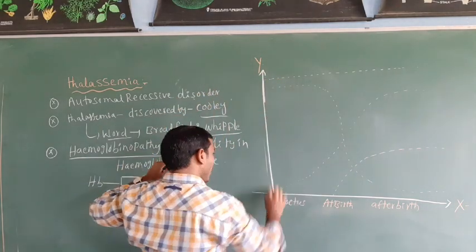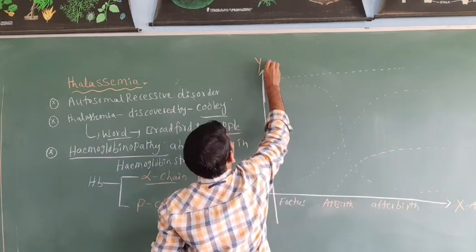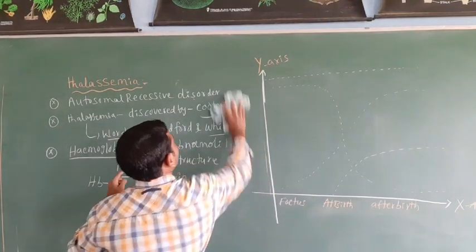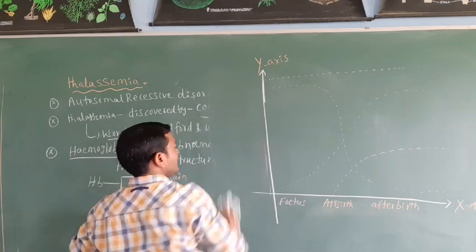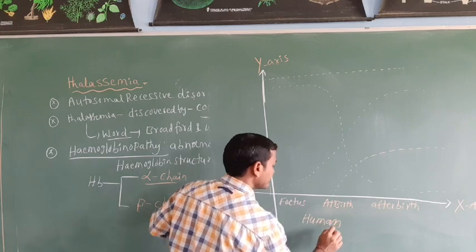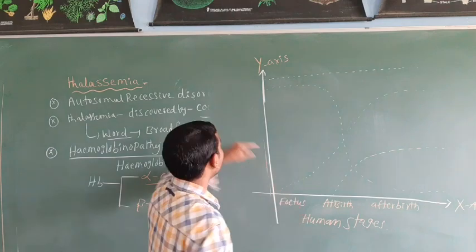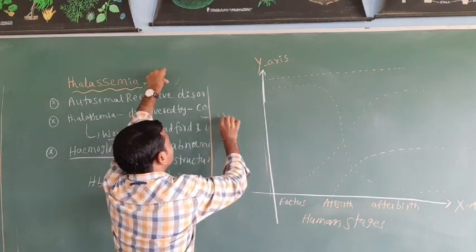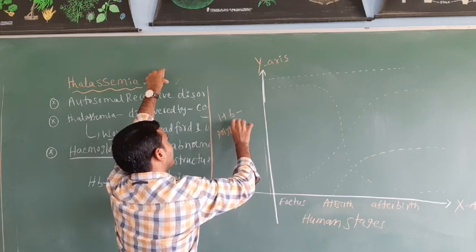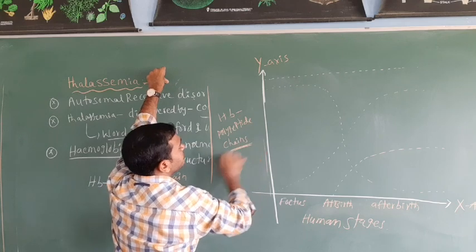Take this as the x-axis and this as the y-axis. On the x-axis we take the human stages, and on the y-axis, the hemoglobin polypeptide chains.